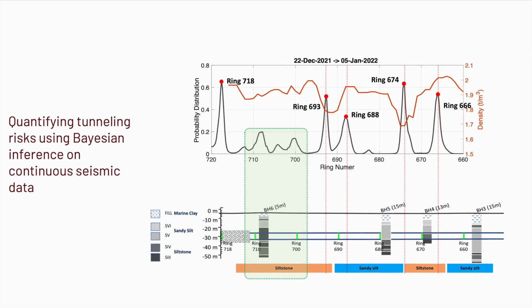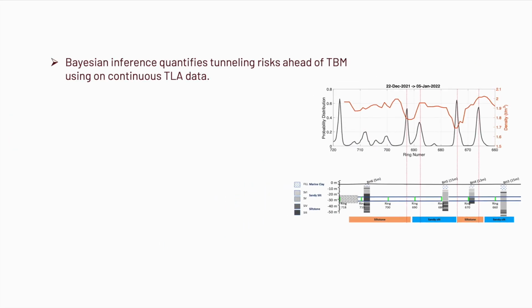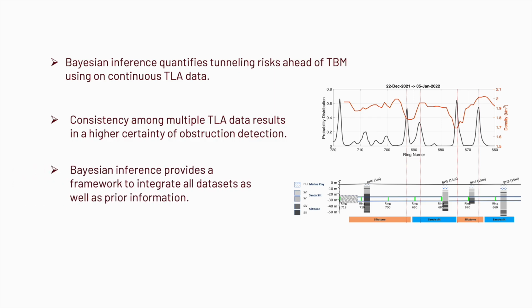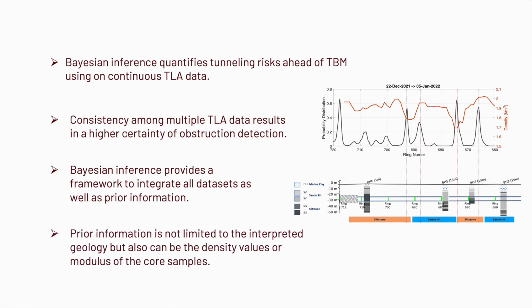In conclusion, the proposed Bayesian method quantifies tunneling risks using continuous tunnel look-ahead data. When multiple data are consistent, there is a higher certainty in detecting obstructions. Bayesian inference offers a framework for interrogating all datasets and prior information. The prior information can include not only interpreted geology, but also density values or modulus of core samples.